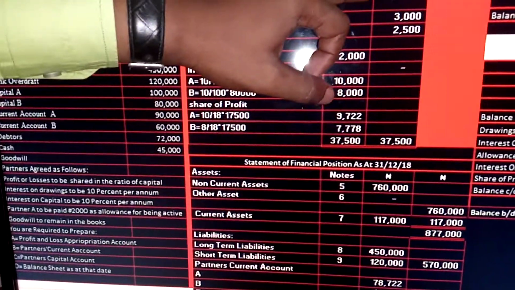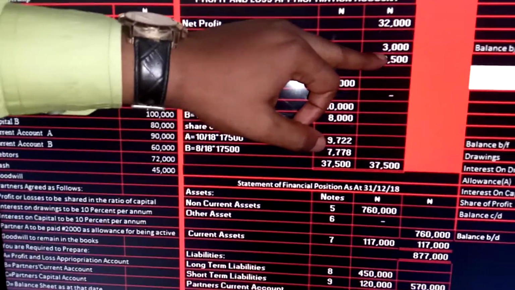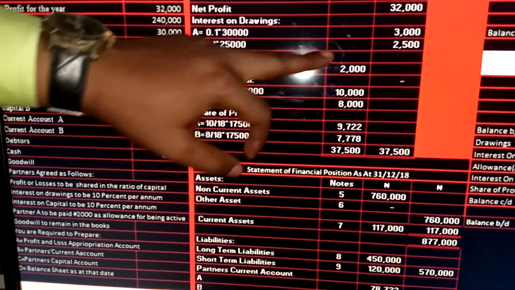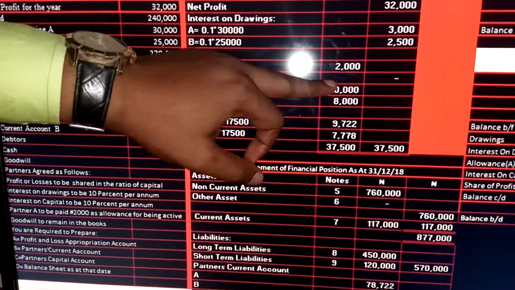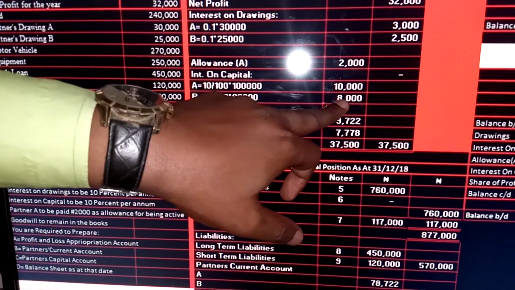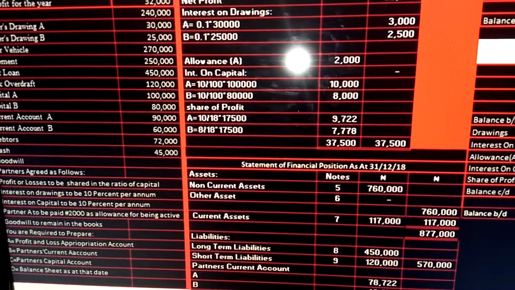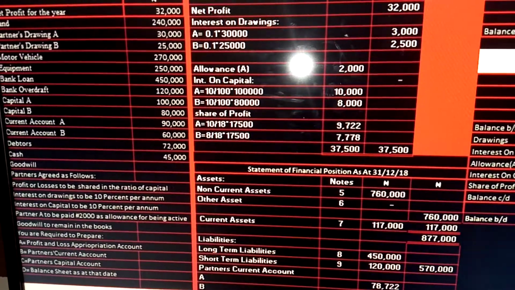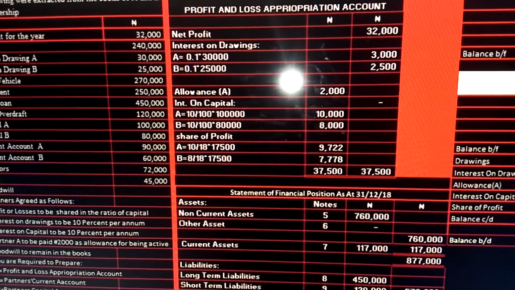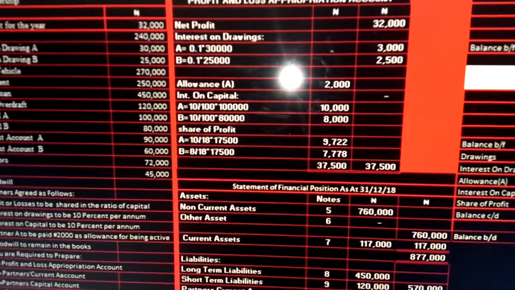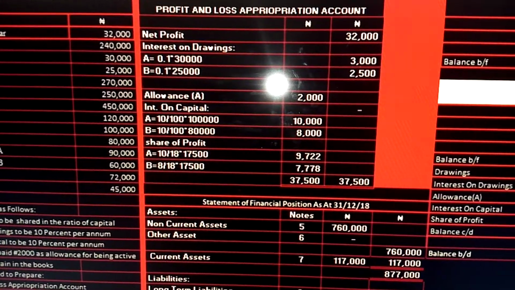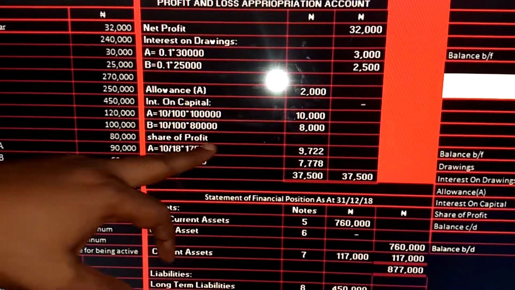So if you have 32,000 plus 3,000 plus 2,500, you have 37,500. So 37,500 minus 2,000 minus 10,000 minus 8,000 gives you 17,500. So that is the profit that will be divisible or shared among the partners. So we have share of profit.